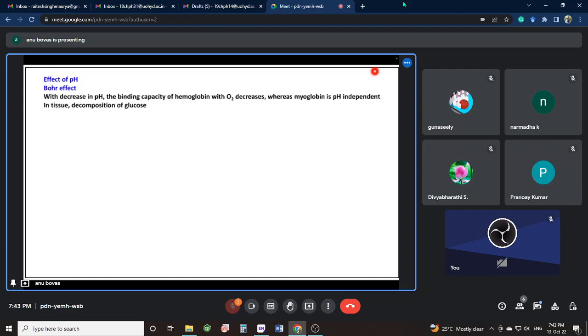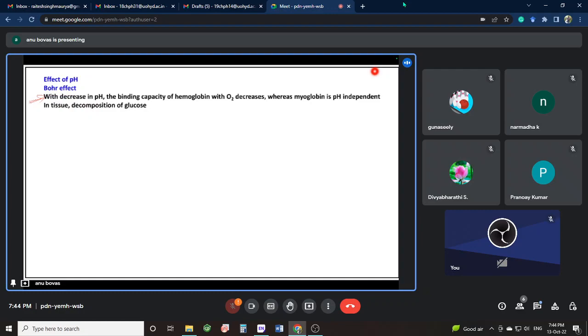In myoglobin, there is no effect of pH. It is pH independent. So whatever pH they give and they ask what will be the oxygen binding affinity of myoglobin at these different pH, it does not matter. Myoglobin is pH independent. But in the case of hemoglobin, with decrease in pH, the binding capacity of hemoglobin with oxygen decreases. So this is called the Bohr effect. With decrease in pH, the binding capacity of hemoglobin with oxygen decreases.